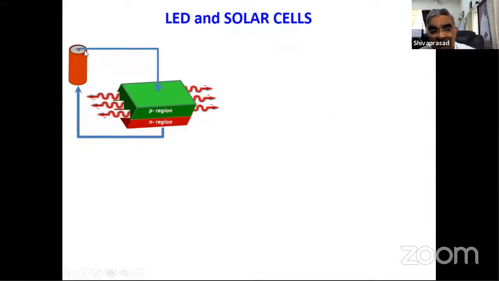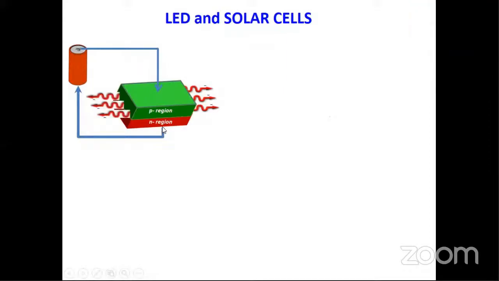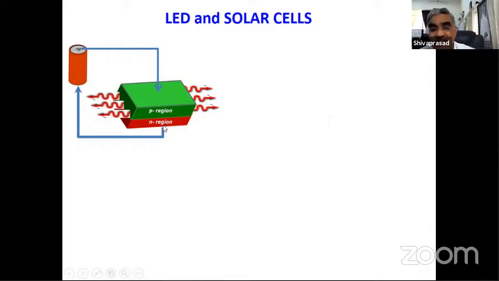And now what I do is I put this battery. Why do I put this battery and connect to electricity? Because I want to kick those electrons from the house to the road. I want to kick those electrons. Once I kick the electrons, obviously the electrons are more in the N region and they will go and occupy the holes in the P region. So there is an electron hole recombination. And now because it is a diode, the probability of recombination is very large, right? That's why we use diodes.